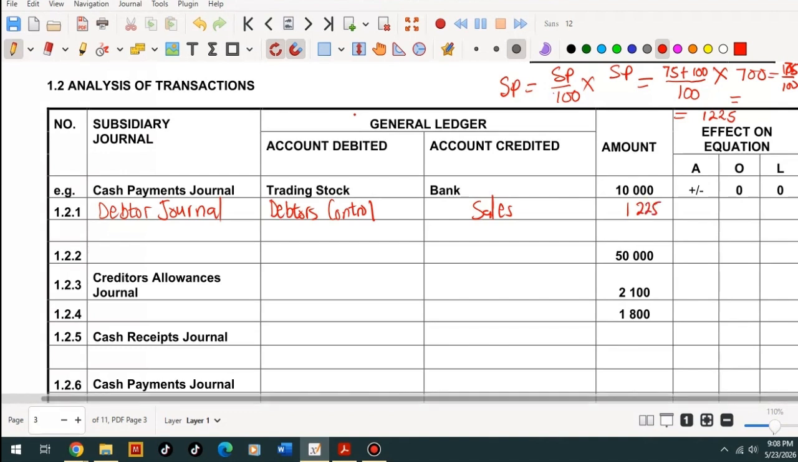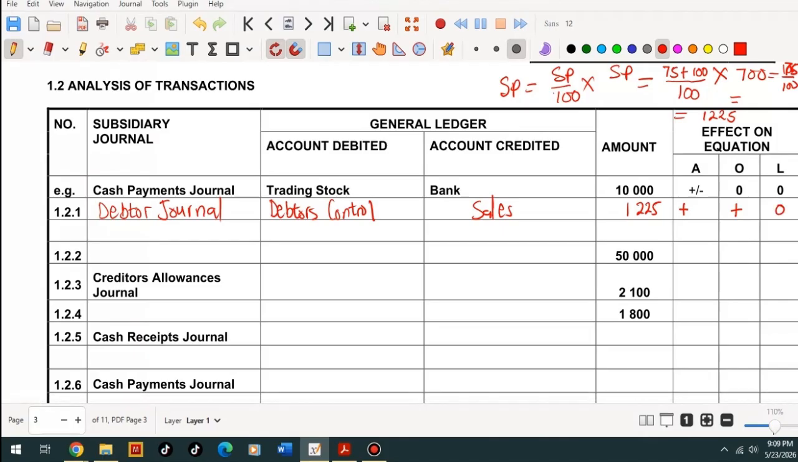1,225. So how does it affect the equation? Debtors control is an asset. When you sell goods on credit, it increases the debtors control. So we are going to show it with a plus. And sales is an income. Income increases owner's equity. We are going to show it with a plus on owner's equity. Then liabilities, put 0.